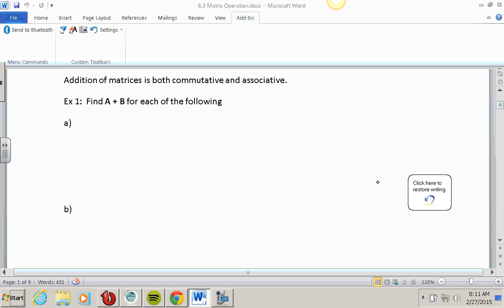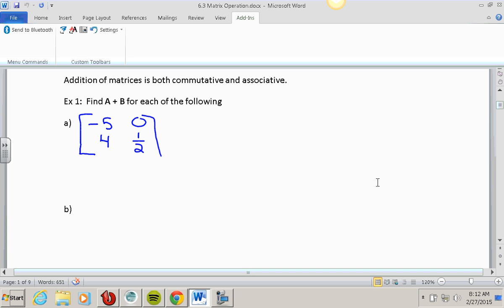Alright, so addition of matrices is both commutative and associative. So let's look at A. We're going to add these matrices together. Your first matrix is 2 by 2. Okay, so there's A. And B is also 2 by 2. So to add these together, you're adding together their corresponding parts here.